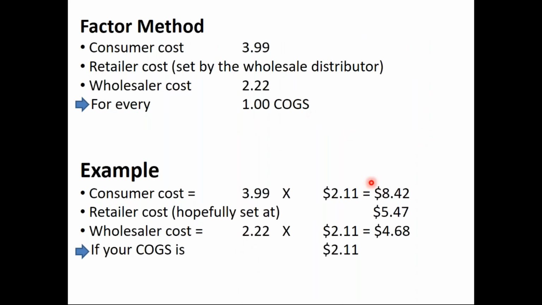So just another example on this one. This is using the same cost of goods as we had before. So we've still got our cost of goods. Now we have our wholesaler cost, 2.22, and like I say, we don't know what the retailer cost is going to be. It's dependent upon the wholesaler. So as an example, if your cost of goods is 2.11, you multiply by the factor 2.22, the wholesaler cost, and you would sell it to the wholesaler for 4.68. And then, hopefully, if the wholesaler added 17%, as in my example, they would sell it for 5.47 and the consumer cost would be 8.42.